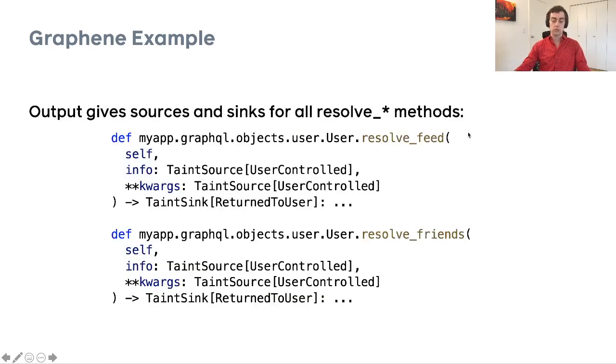The output is going to look just like all the models that we've been writing throughout the course of this presentation. It'll figure out the fully qualified name for those resolve functions. It'll taint the arguments of those resolve functions. And by default, it's also going to taint the return value of those resolve functions, indicating that whatever data comes out of those is returned back to the user.